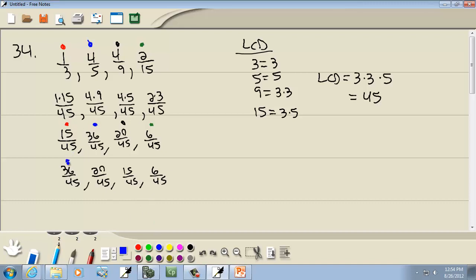Now, 36 was our blue. 15 is our red. 20 is our black, and this is our green. There we go. So if I come up here, our blue one was 4/5. So 4/5 is the largest one. 20 over 45 is our black one, which is the 4/9. So 4/9 is the next one. 15 over 45 is our red, which is 1/3. And then the green one, 6 over 45, is 2/15. So those are the fractions ranged from largest to smallest.